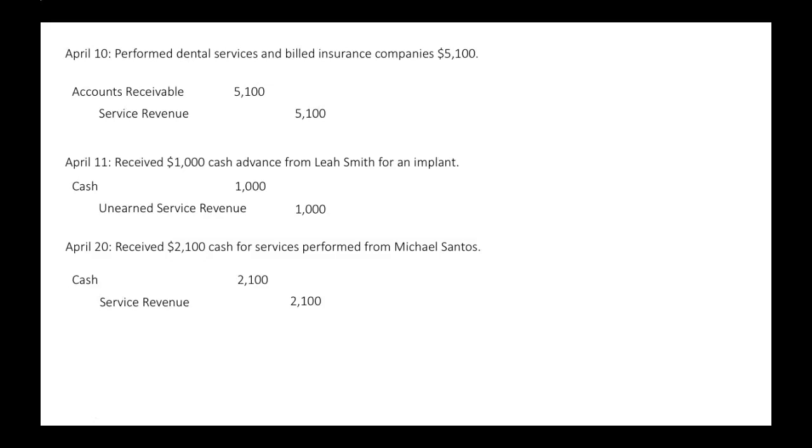Now we have a couple more entries here. So on April 30th, you now finally paid that secretary receptionist that you hired back at the beginning of the month. So we are paying them for their 1 month of work, which came out to $2,800. So, how are we going to record this entry?